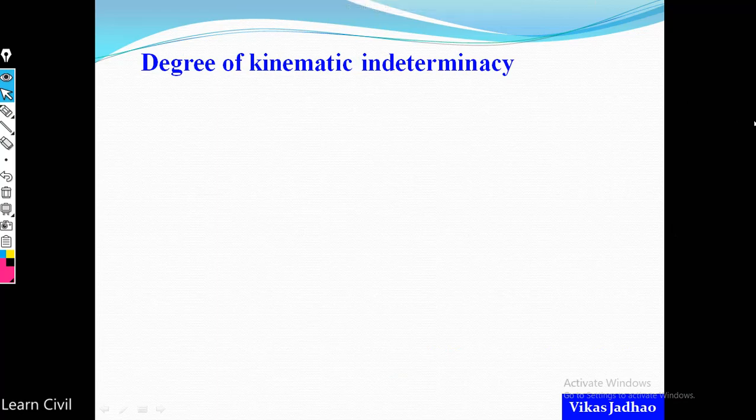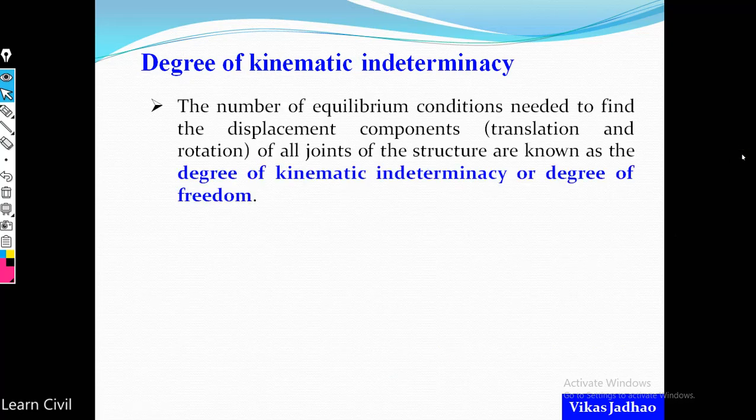Before touching the actual point, we must understand the term degree of kinematic indeterminacy. The degree of kinematic indeterminacy is the number of equilibrium conditions needed to find the displacement components, that is, translation and rotation of all joints of a structure. For any joint, three displacements are possible.